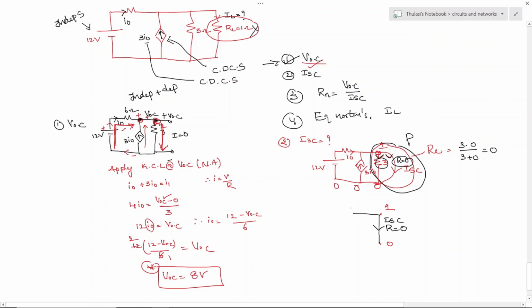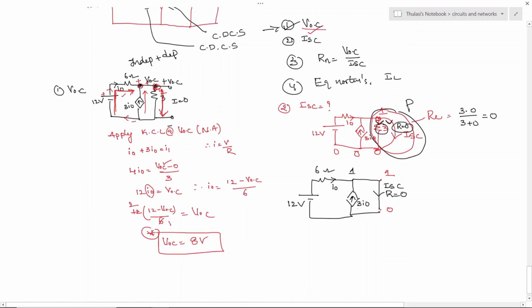From the first node we have one more voltage source. This is the current dependent current source, with one branch of 12 volts and a current of I naught with a resistance of 6 ohm. Now we need to link all this. There is nothing to link, it is very simple as per the given problem.